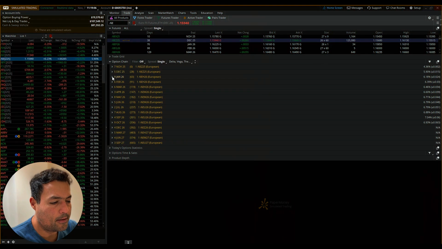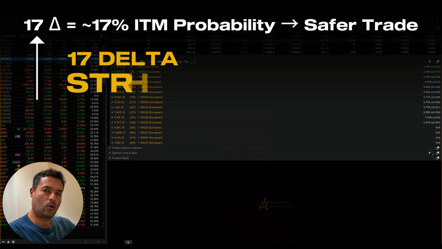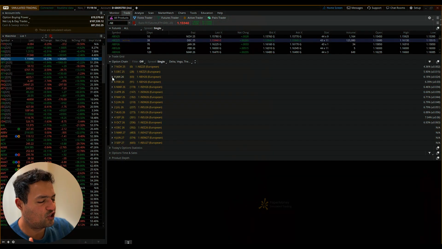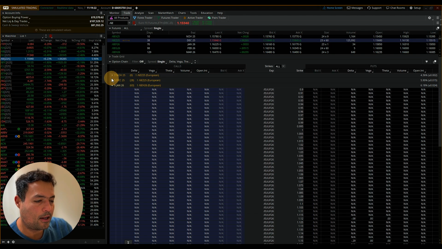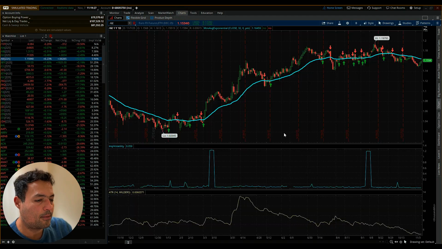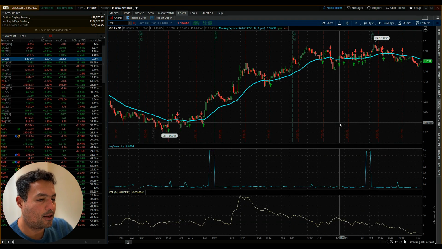Now again, we go 17 delta on the short strike, and then we go 45 days out. That's the go-to for our sweet spot. We don't change that mechanic too much. We like to stay between 17 and 20 delta, 45 to 50 days out. Here we're not getting 45 days out, but I'll show you an example in a 63-day cycle. If I were forced to take a position today in any of these markets, this is what I would have done.